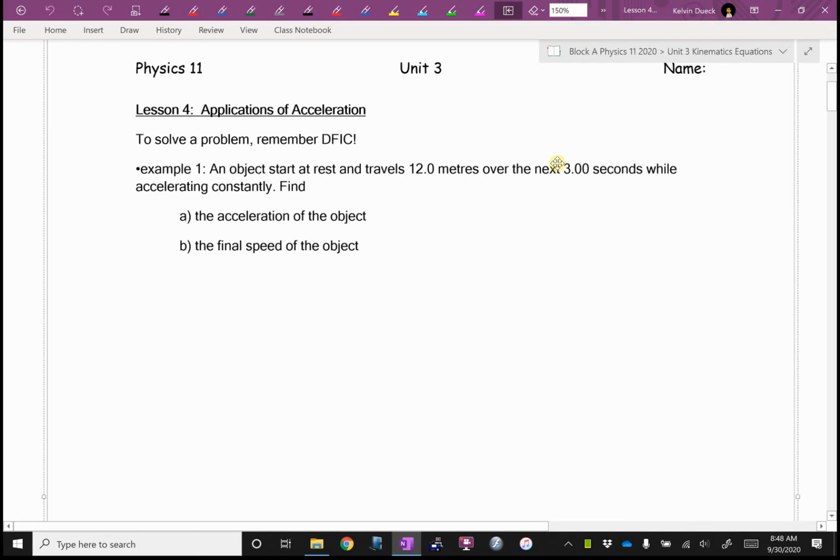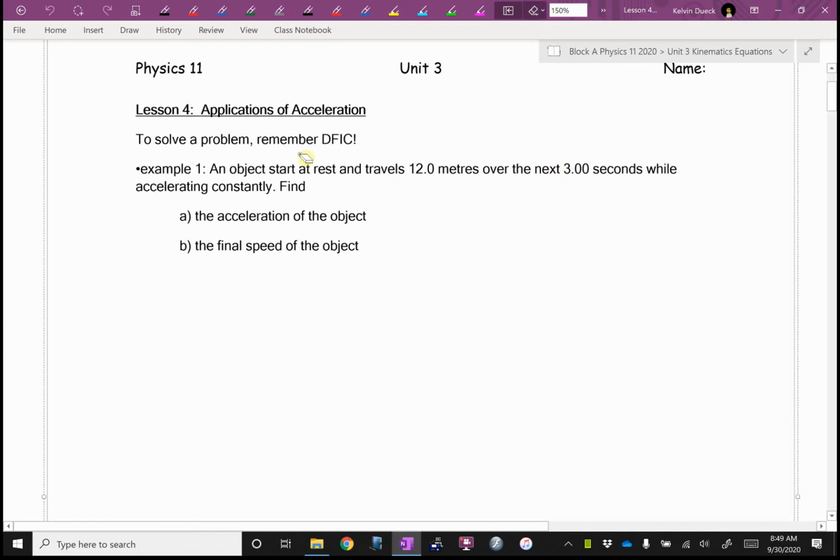So I said to you last day for lesson 3 that lessons 3 and 4 are the two most important lessons of the unit. If I do my job right, if you wrap your brain around today, everything else I do should be, oh, I didn't know that, but yeah, that makes sense. It fits into what I already know. So this is applications of acceleration.